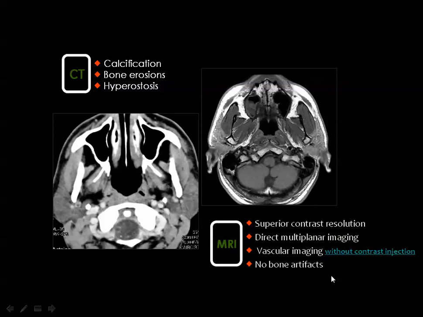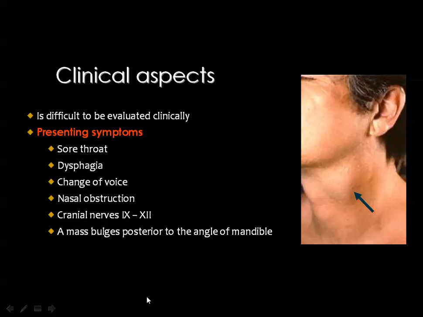And also MRI in many instances has no bone artifacts, but CT may show sometimes artifacts from dental fillings, for example, and from bony structures as well. And if there is a lesion in the region of the parapharyngeal space, this lesion is usually difficult to be evaluated clinically. The presentations are vague and do not point to a specific pathology. And these are some of the symptoms like sore throat, dysphagia, a change in the voice, nasal obstruction, cranial nerve palsies, and sometimes you can see a mass bulging posterior to the angle of the mandible, like this picture.